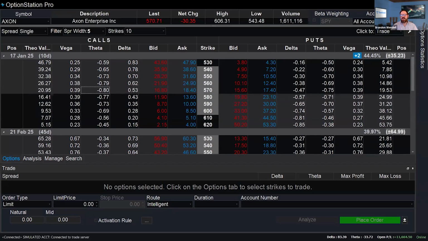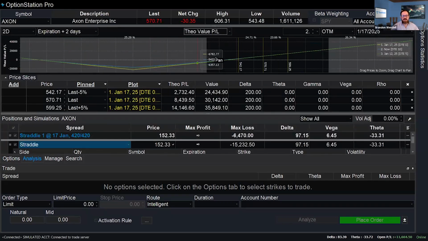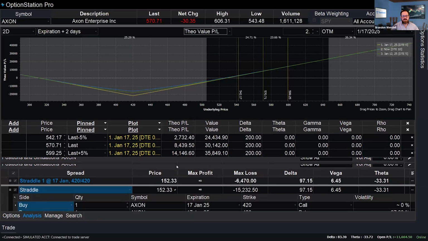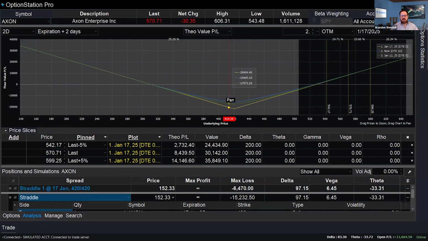So that's why I'm trying to take time and volatility out of the equation with a straddle or strangle and simply play directional movement. Which direction? I don't care, up or down. That's why I'm trying to buy both a call and a put. Again, looking at the theoretical profit and value on the risk profile. There we go. And pan. There we go.